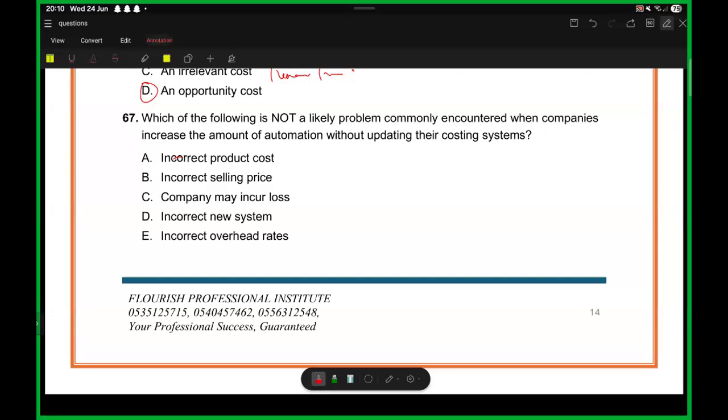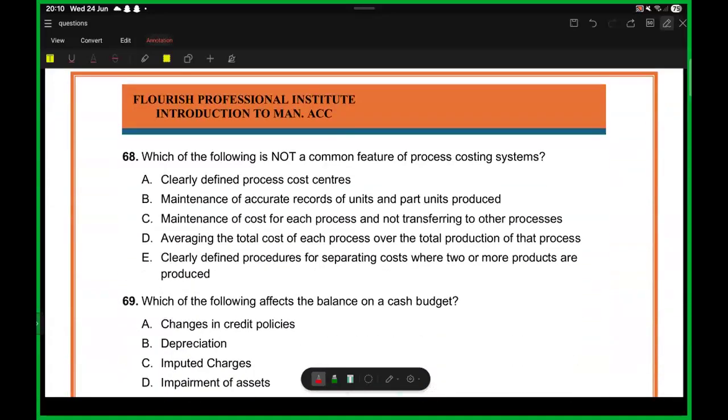Then they said the D is incorrect new system and incorrect overhead rate. So 67, the answer will be D. Because if you increase the amount of automation without updating the system, it will not lead to a new system. It rather brings about maybe a wrong unit cost, selling price, loss may be incurred, or the overhead, because the overhead will be computed from this information. The overhead may also be wrong. So the one which is not a likely problem is the D. Are we together?